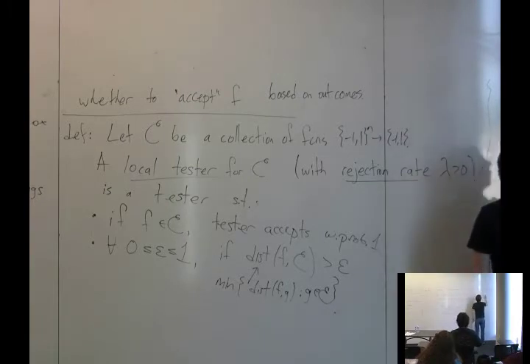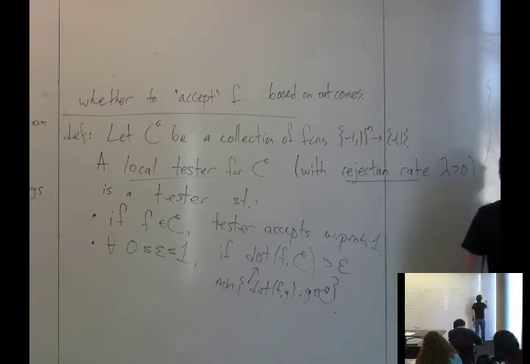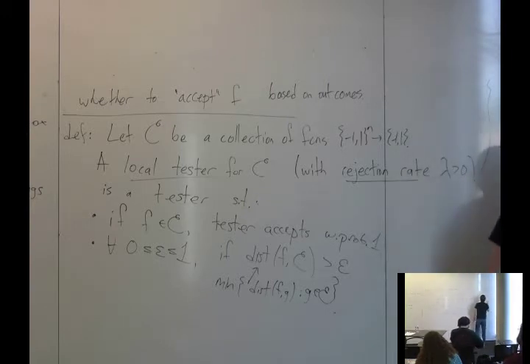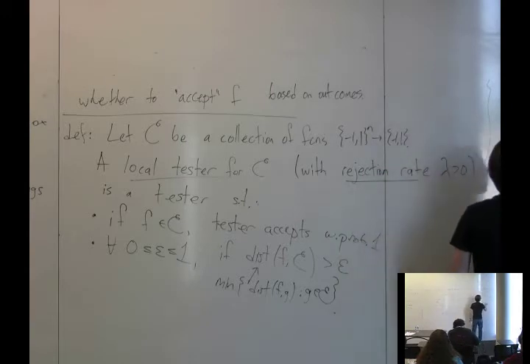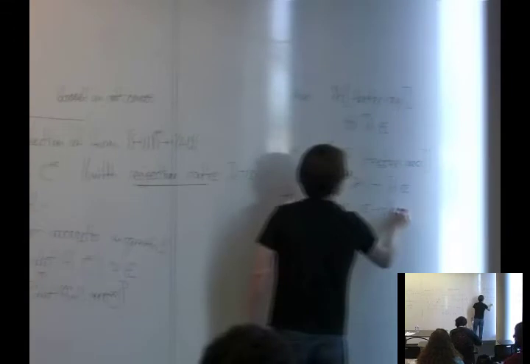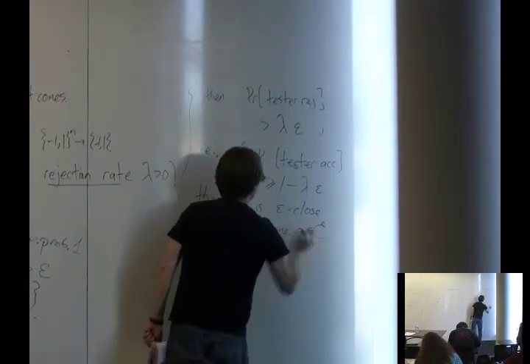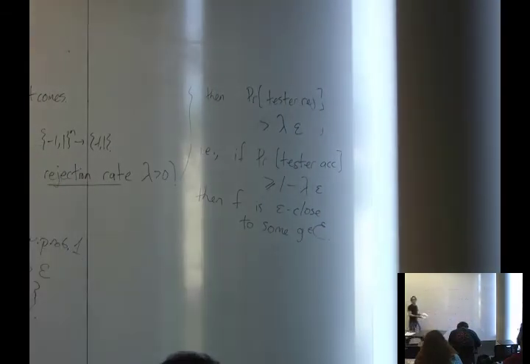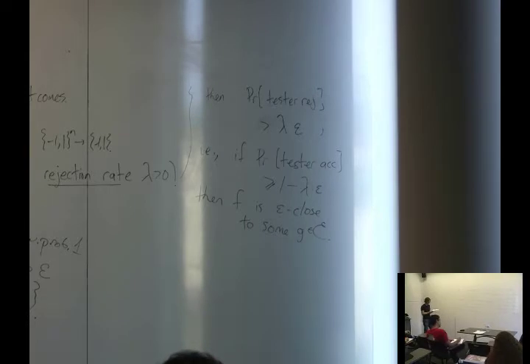So if the tester accepts with probability at least 1 minus lambda times epsilon, then f is epsilon close to the class. Epsilon close means the distance is at most epsilon. Any questions about that?